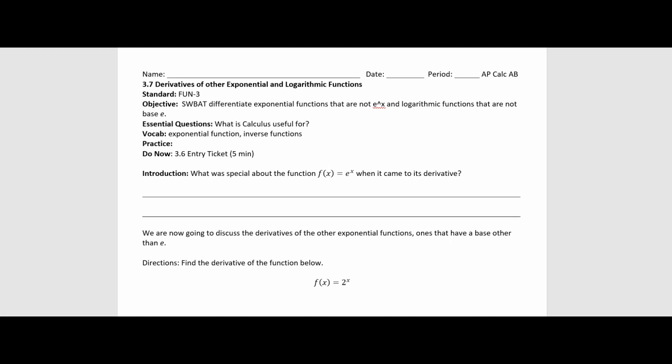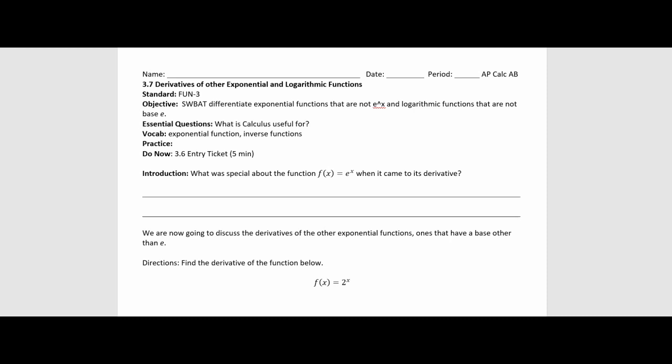Today we start talking about derivatives of other exponential and logarithmic functions. And when I say other, I mean exponential functions and logarithmic functions that do not have a base of e. We've worked with the natural exponential function e to the x. As far as taking derivatives, we've done the natural log of x, or ln of x, but we haven't looked at how to take the derivative when we have different bases.